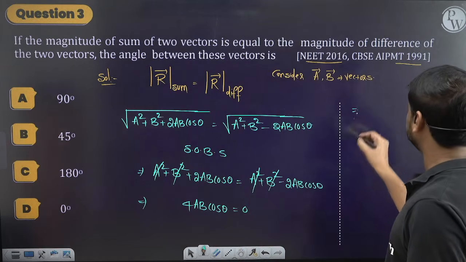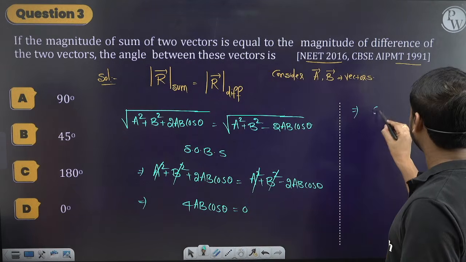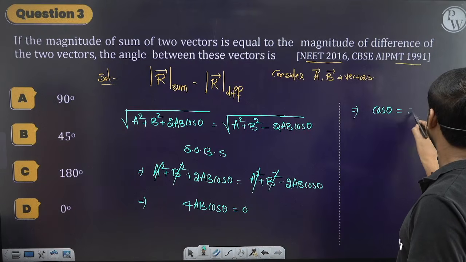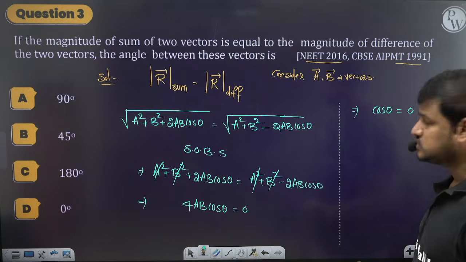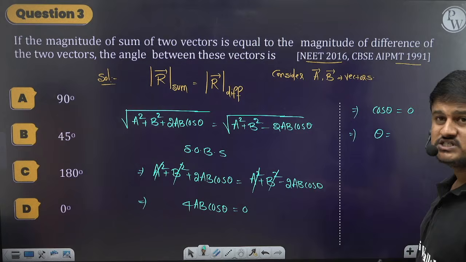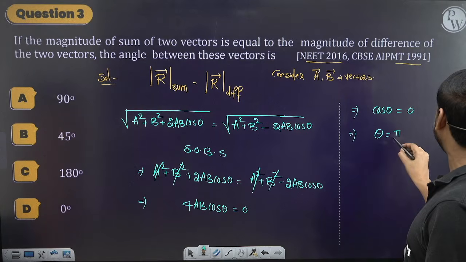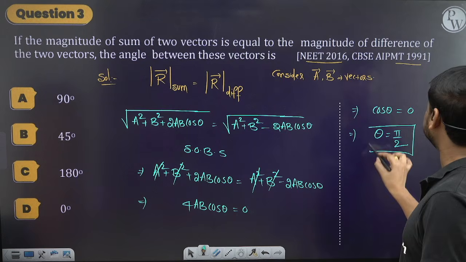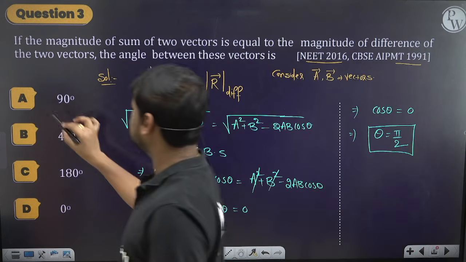So from here, simply cos theta will be equal to 0. So for which value is cos going to be 0? For 90 degrees. So theta must be equal to 90 degrees, which is option A.